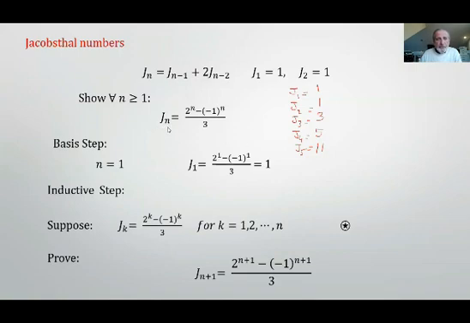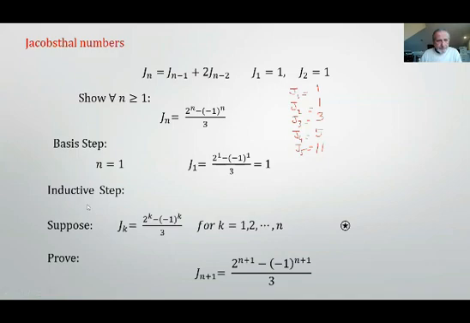If I can prove this, then J of 10 is 2 to the power 10 minus (minus 1) to the power 10, over 3. While here, if you want to find J10, you need to find J1 up to J9 in order to be able to find J10. So basis step, n is equal to 1. For J1, we replace n by 1, and we get 1, which is true.